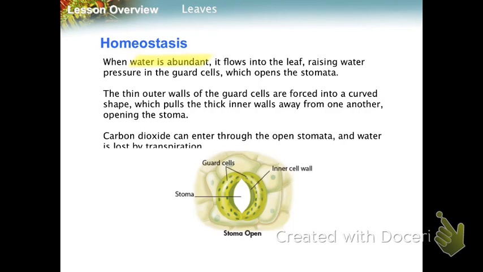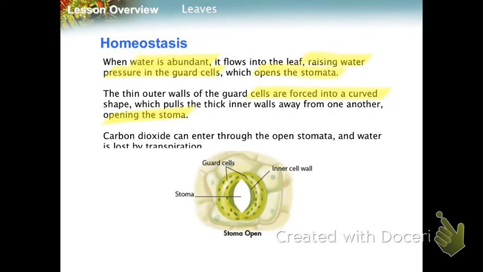When water is abundant, it basically fills these guard cells up like water balloons, and that opens the stomata. The guard cells can't expand anywhere, so the ends kind of are forced into each other, and they swell up and curve. So it pulls the thick inner walls away from one another and the stoma opens. Carbon dioxide can enter through the open stomata, and water is lost by transpiration.